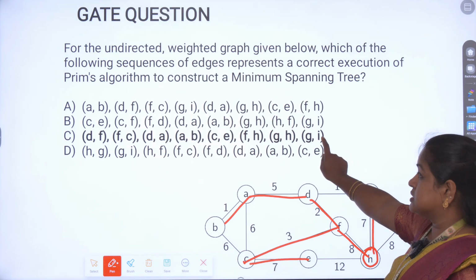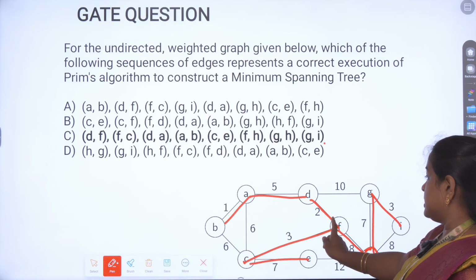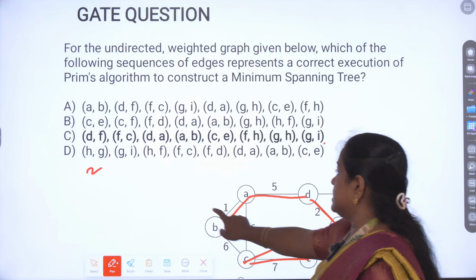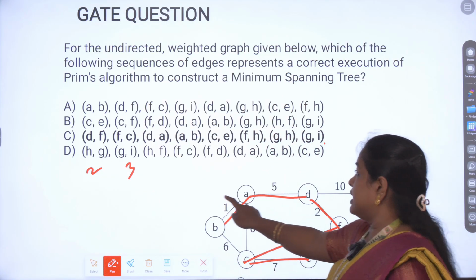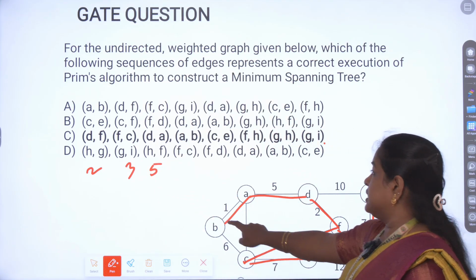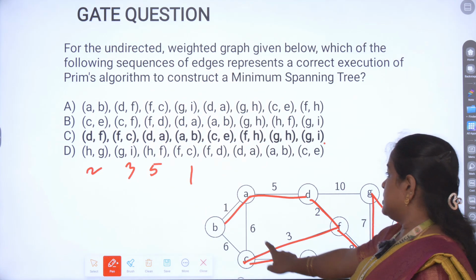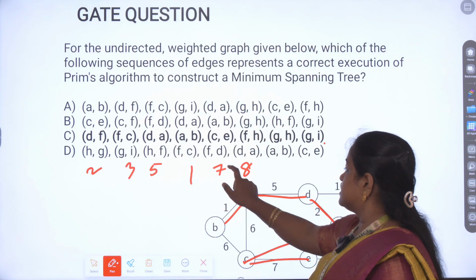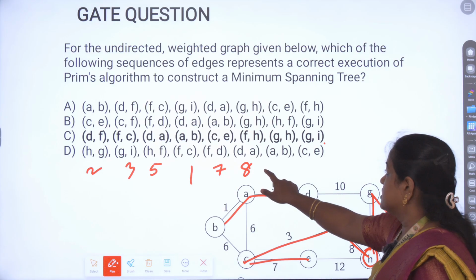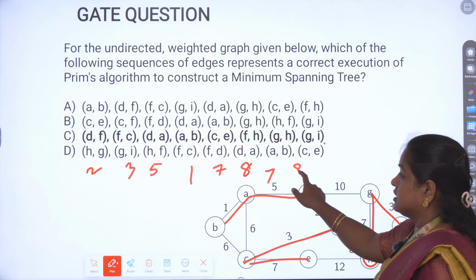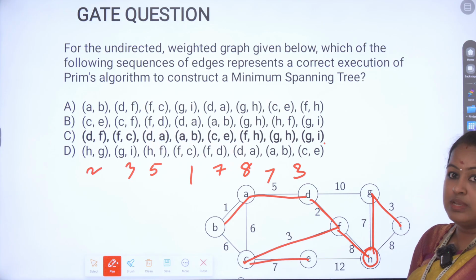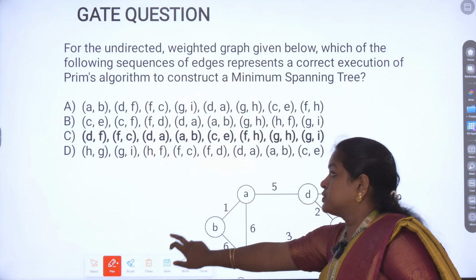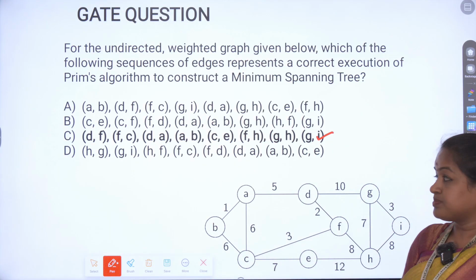If you see this particular option C, D to F it is 2, F to C it is 3, D to A is 5, A to B is 1, C to E 7, F to H 8, then H to G 7, and G to I 3. So these are the weights for the graph which we have traversed. So option C is the right option.